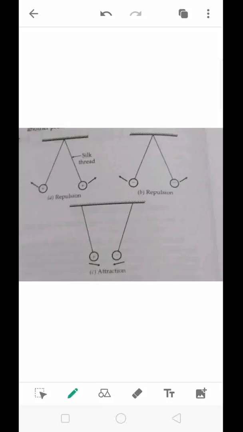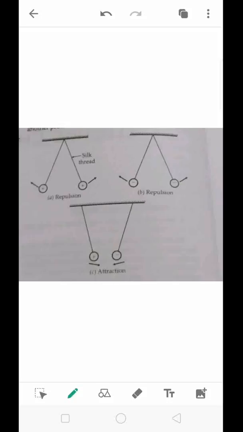In the experiment, in case A, it is observed that both the pith balls have acquired the positive charge when they are in contact with the glass rod, and both will move away from each other. Similarly, in the second case, bring a plastic rod rubbed with wool in contact with the pith balls separately, so that both the pith balls will acquire the negative charge, and again repulsion is observed in this case also.